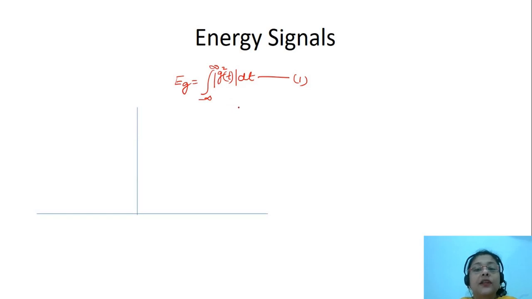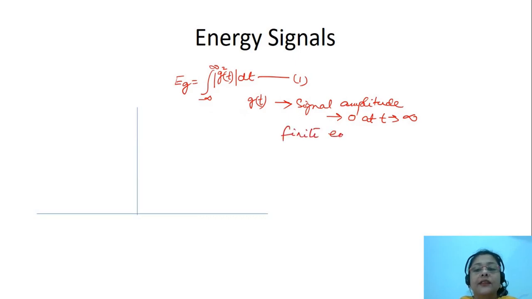Now, one requirement for the signal g(t) to be an energy signal is that the signal amplitude should tend to 0 as t tends to infinity. So this is one requirement. So the energy signal will have finite energy and zero power.